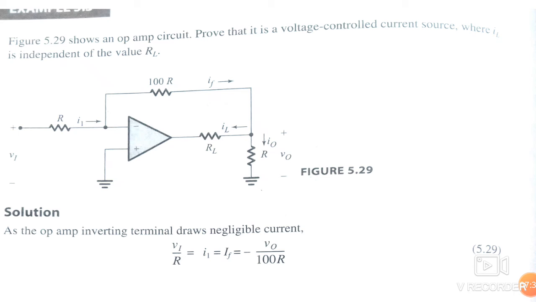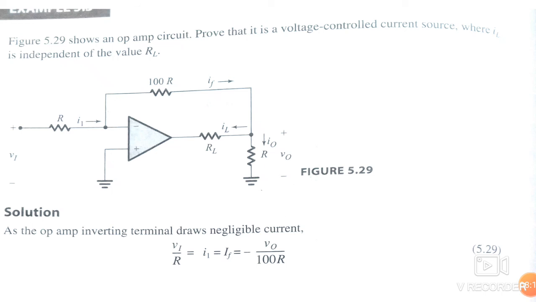Now based on this we can take one example here. So this is the circuit diagram. We have to prove that this is a voltage controlled current source, where IL, that is this load current IL, is independent of RL. Voltage controlled current source means output is current and input will be some voltage source.